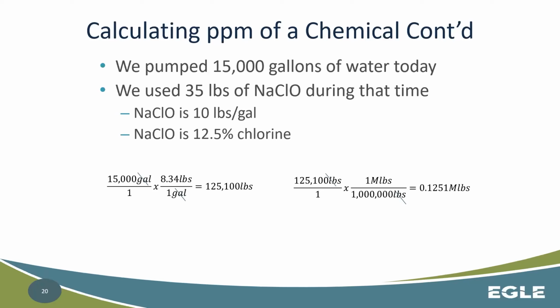Now what we want to do is find the parts per million. So we know that the solution is 12.5% chlorine, pure chlorine by weight, right? If we take that 12.5% and multiply it by what we used, which is 35 pounds of sodium hypochlorite during this time, we can then find the amount of pure chlorine that's being used. And that's what we want to use in our equation for pounds of chemical. That's pounds of pure chemical that we're using.